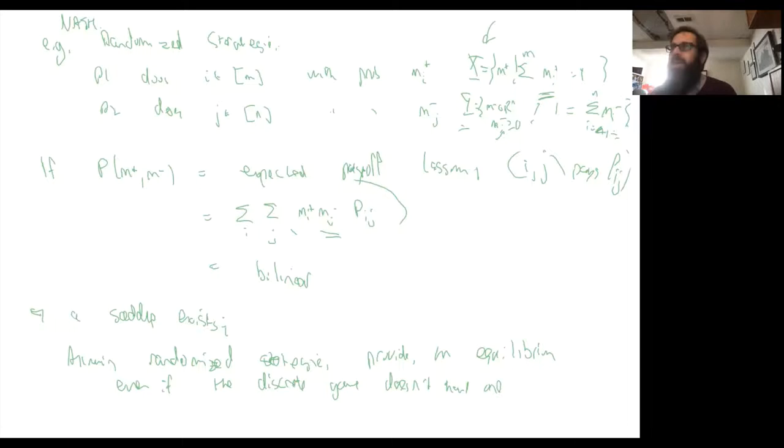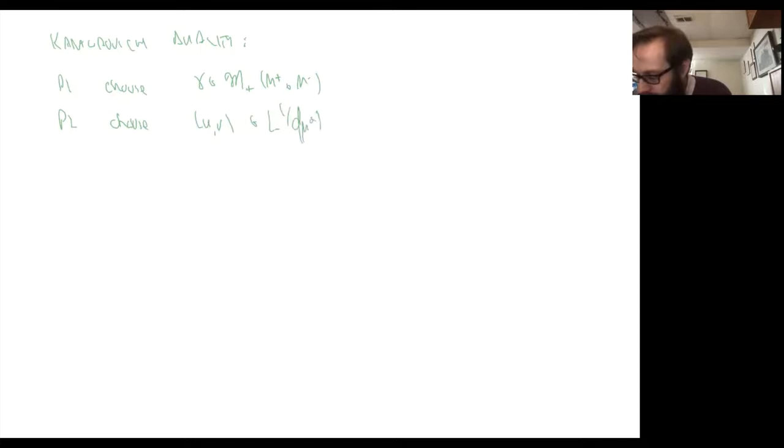Okay, great. So that was sort of an aside into economics and this kind of two-player zero-sum games. So now let me come back to, what does this have to do with Kantorovich duality? So in this story, player one is going to choose a non-negative measure, gamma, on the product space. And player two is going to choose a pair of functions, u and v, let's say from L1 d mu plus, L1 d mu minus. And the payoff function is going to depend on these two choices, gamma and u and v.